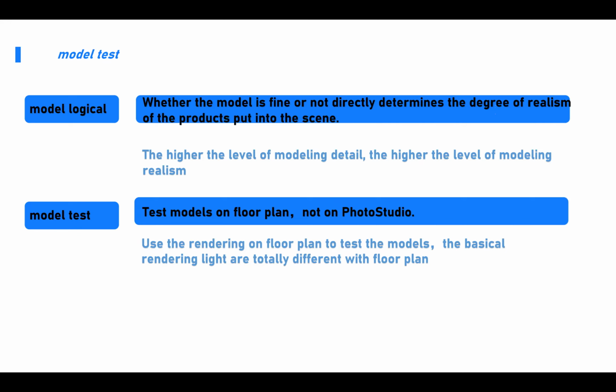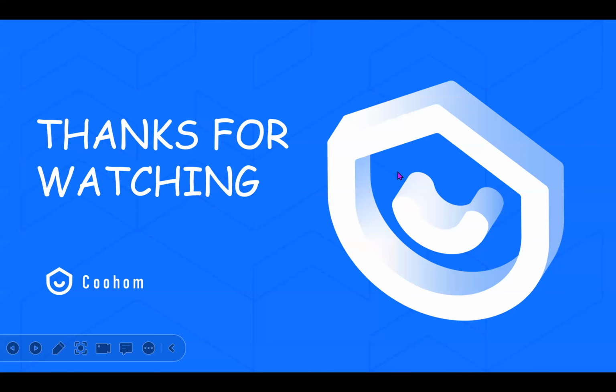The model quality directly determines the degree of realism of the products put into the scheme. The higher the level of model detail, the higher the level of model realism. So if you want to get a high quality photo studio result, the models must be very detailed. All right, so that's all for the video studio tips and guidance. Okay, that's all. Thank you.